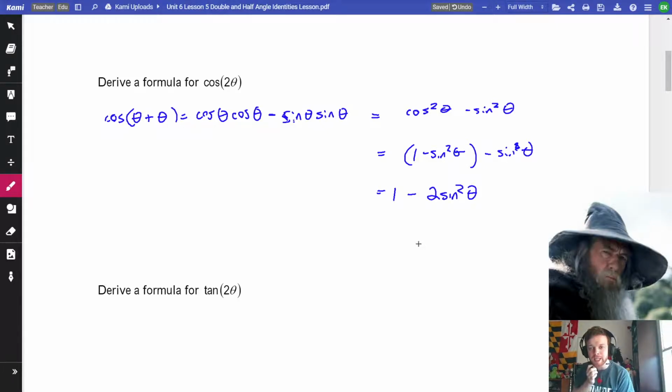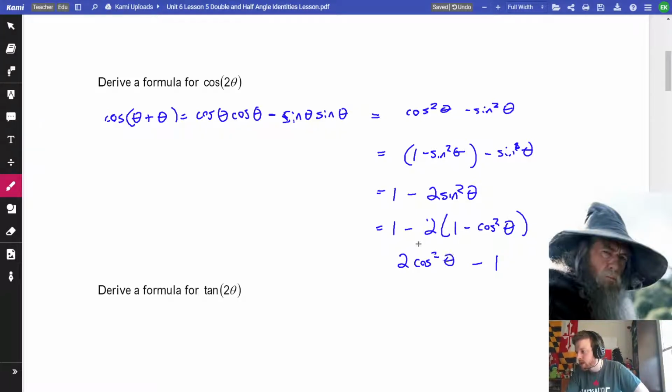That's particularly nice because if you want to know what cosine 2 theta is and you happen to know what sine is, you can go straight from sine to cosine. Cosine is related to sine without another cosine. And we can go one step further. We can turn that sine squared theta into 1 minus cosine squared theta. And then now we have a 1 minus 2. That's a minus 1. And a minus 2 times, that's a 2 cosine squared theta.